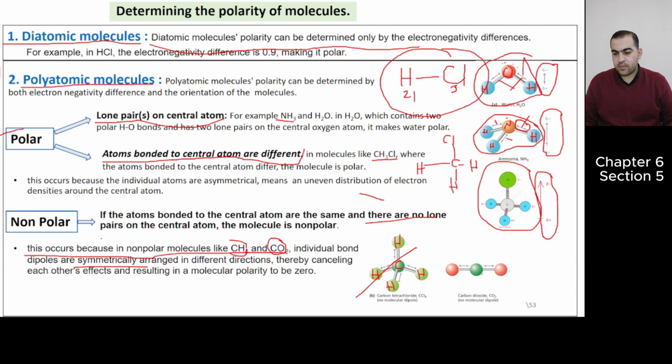Here we have carbon and oxygen, CO2. How many atoms are bonded to the central atom? Two. Is there any lone pair on the central atom? No. So this is non-polar. Carbon dioxide has no molecular dipole. That's it.